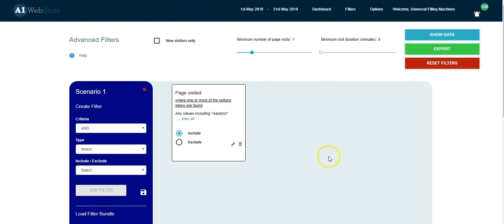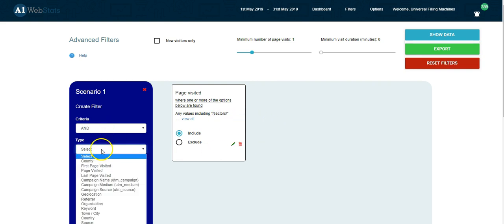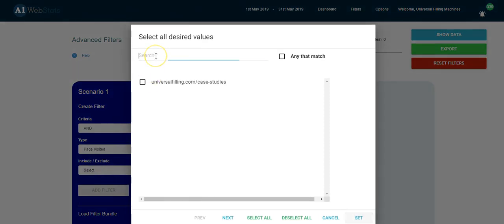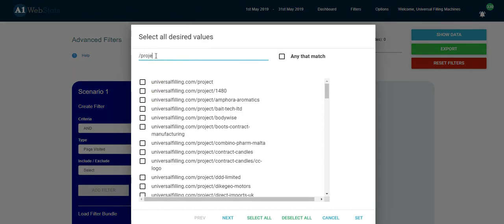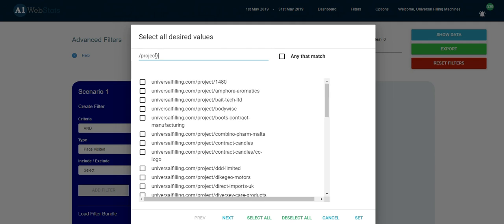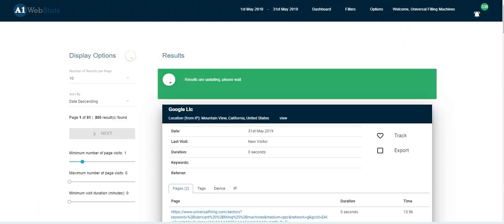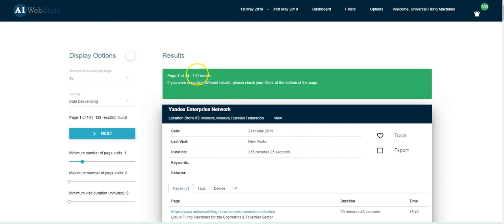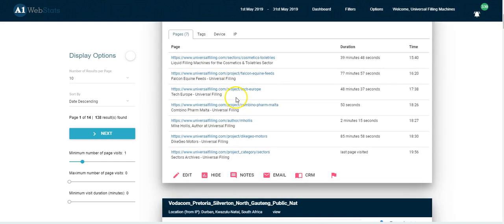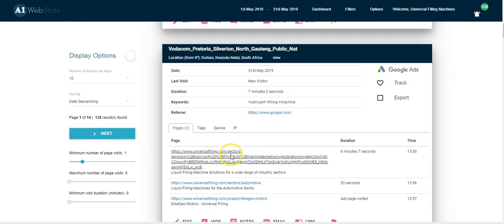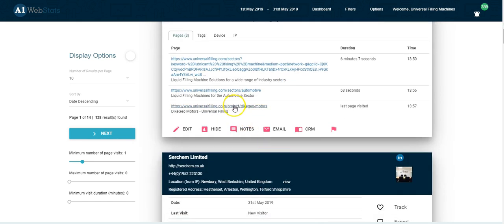We've now gone back to advanced filters and we've removed the filters about machine pages, and we've kept the filter of people who got to sectors pages. We're now going to add in those people who got to any page with a URL /project in it. These are the actual case study pages. And show the data. So this shows us 138 results. Again, there's a small percentage out of the total people who got as far as the sectors pages who got as far as a project page.